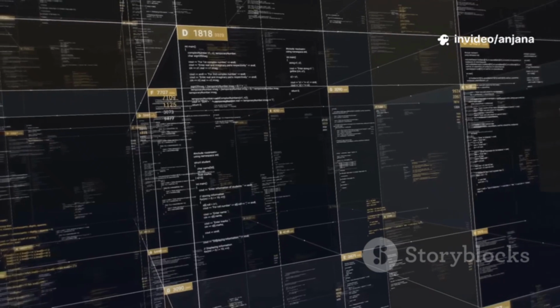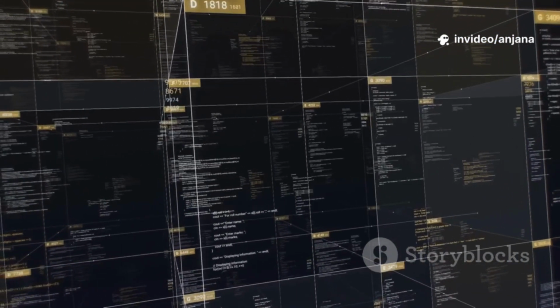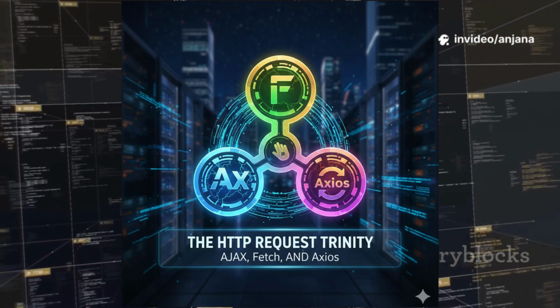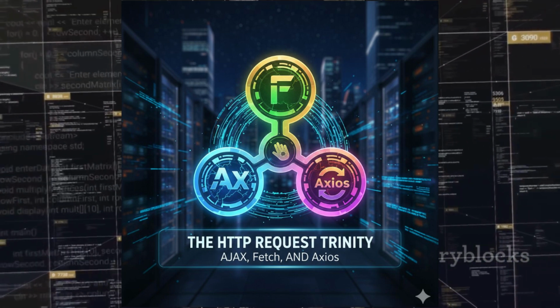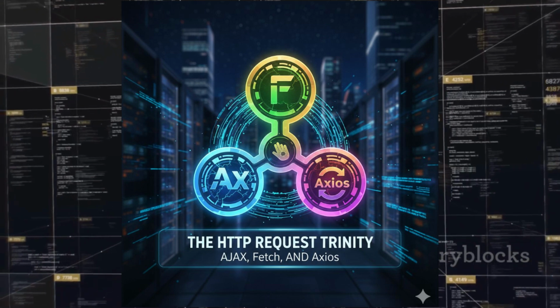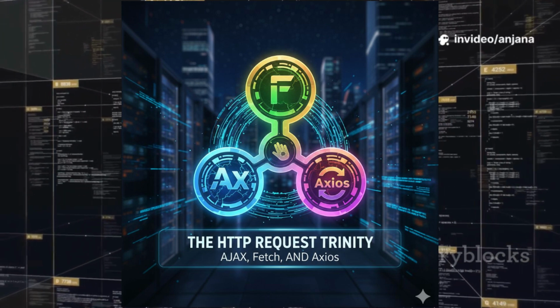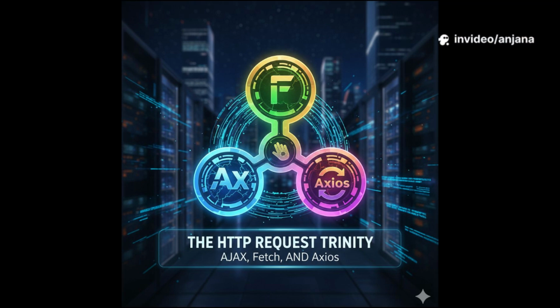Here's your quick reference guide. AJAX has full browser support and progress events but verbose syntax. Fetch has zero dependencies and native support but manual error handling. Axios has automatic JSON parsing, interceptors, and the best developer experience but adds bundle size. Remember, there's no single best tool, only the right tool for your specific job.